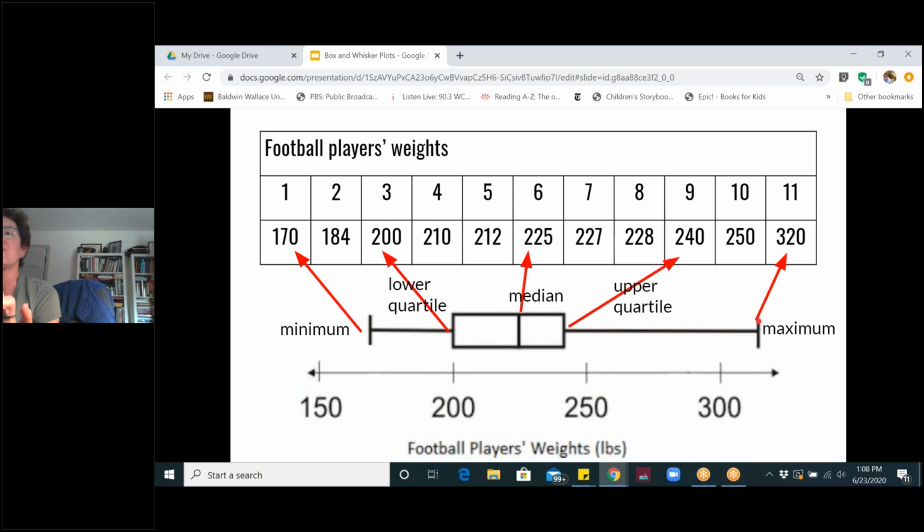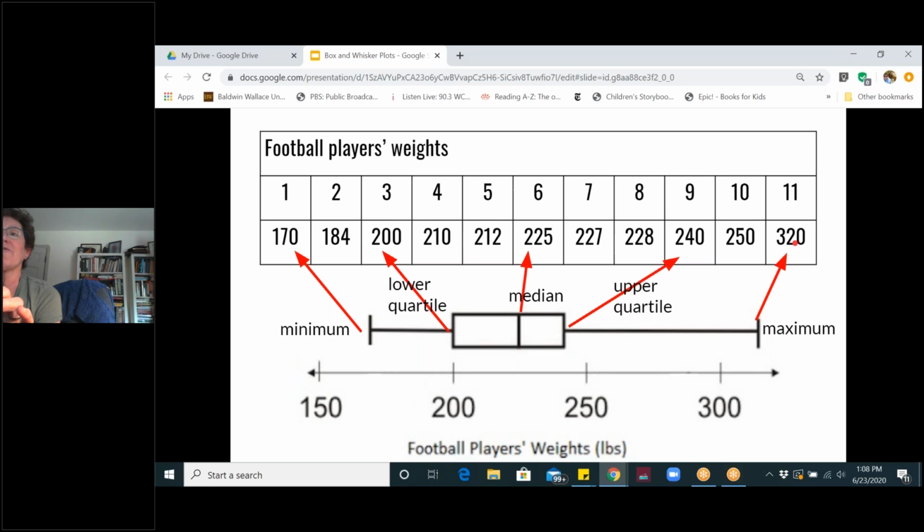These are the 5 things you're looking for. You're looking for the minimum, which of course is the least number in your data set, whatever you're measuring. And I always like to do it in this order: I find the minimum and then I find the maximum. Those are very simple to find, the least and the greatest.